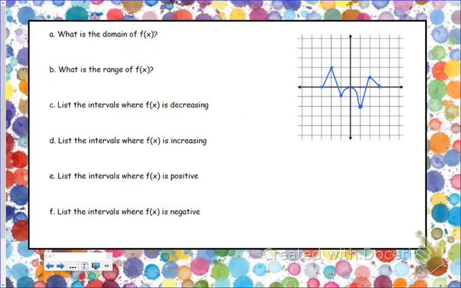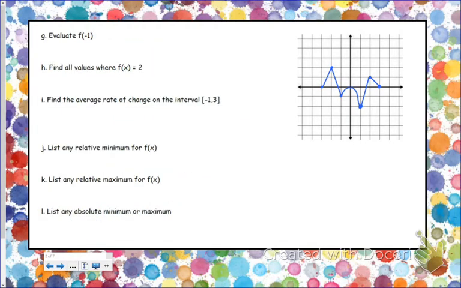All right. So let's look at a couple more things. So evaluate f of -1. f of -1 means when x equals -1, what does y equal? So I go to my graph, I go to -1. When x is -1, the y value is also -1.